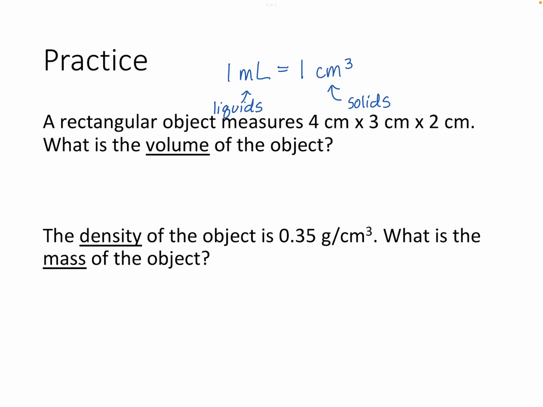So in this problem, it says a rectangular object measures 4 centimeters by 3 centimeters by 2 centimeters. What is the volume of the object? If you want to pause the video and try this on your own first, you can. And when you unpause, we'll go over it together.